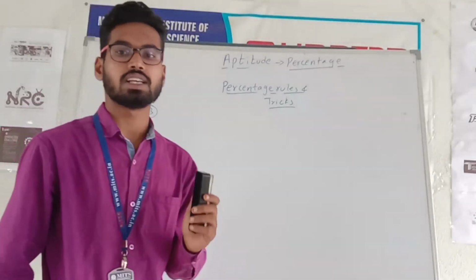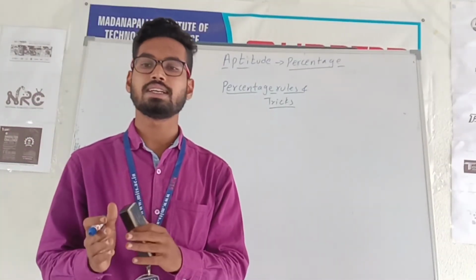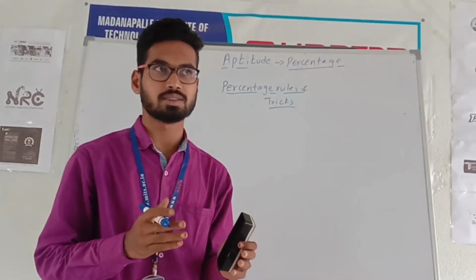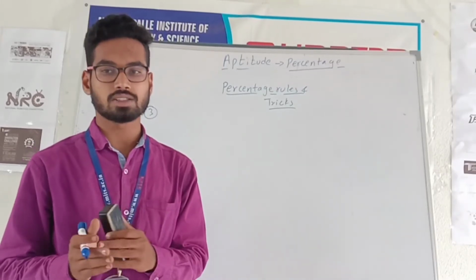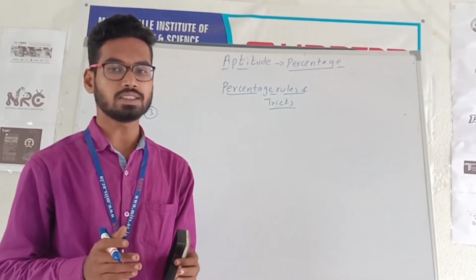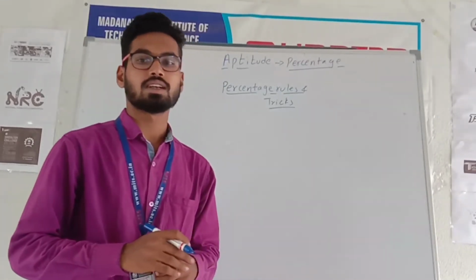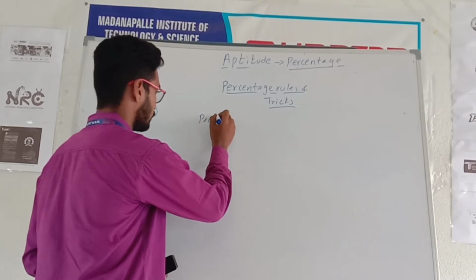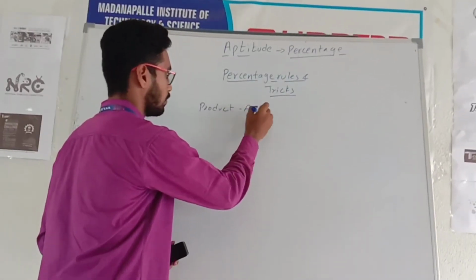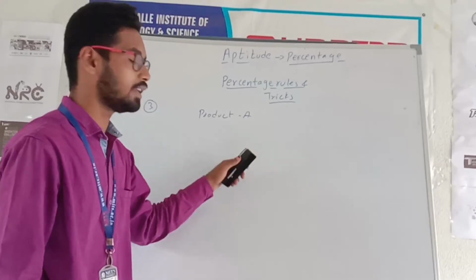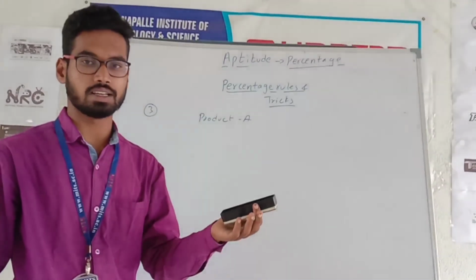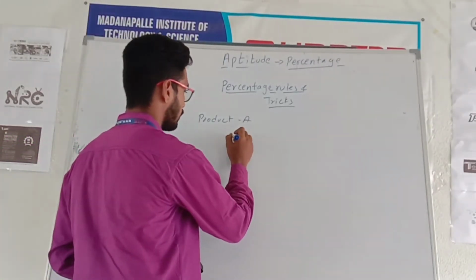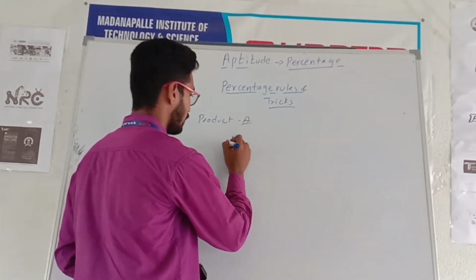The third one is if the price of a commodity increases by x percent, the consumption so as not to increase the expenditure is given by this formula. Let us take an example of a product A, whose price increases, so the expenditure increases relative to the consumption. So this formula is used. Here I have taken it as A by.